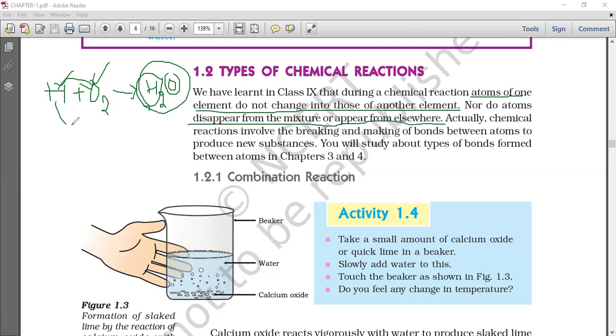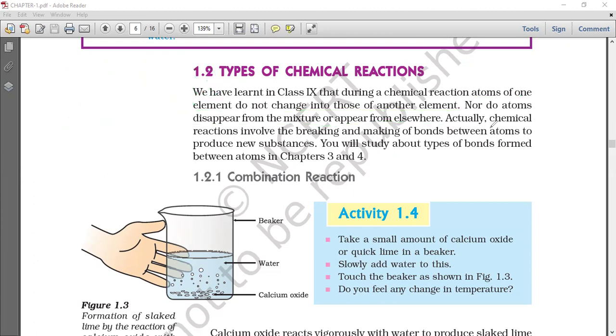Hydrogen and oxygen are both gases, and after the reaction we get a liquid. So though we have a liquid, the atoms will not change. The hydrogen atom is present and the oxygen is present. That is what it means. The equation is not balanced, so if you balance it, you will understand.